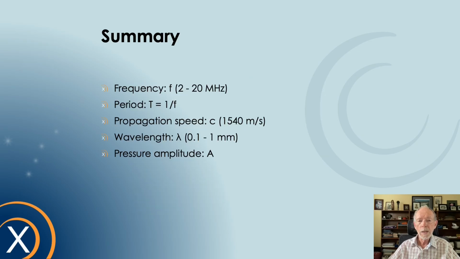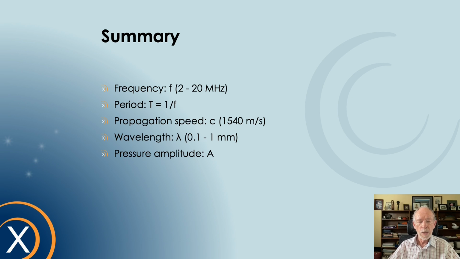So to summarize, ultrasound is simply sound but operating at much, much higher frequencies than we can hear, ranging typically from about 2 to 20 megahertz. The reason for these high frequencies is because then the wavelength is very small and therefore the resolution is good. It's a very simple relationship. The higher the frequency, the better the resolution will be. The period is 1 over the frequency. It's the length of a single cycle.